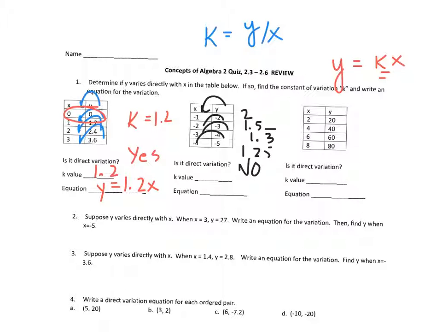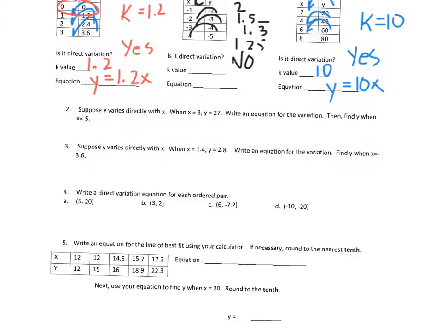And the last one, if I divide 20 by 2, 40 by 4, 60 by 6, I get k equals 10. So yes, k is 10, so the equation is going to be y equals 10x.